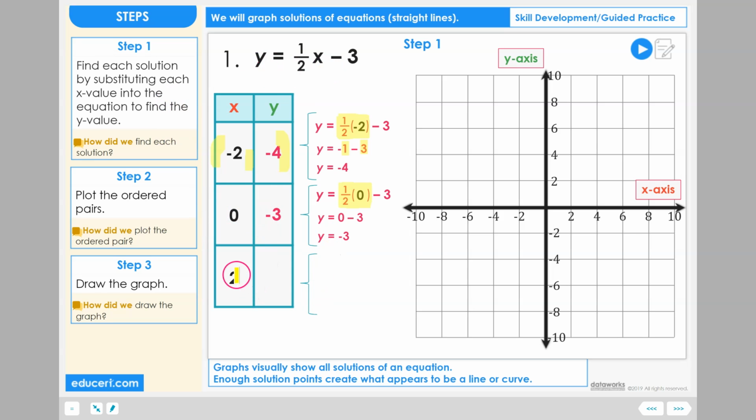Last, we're going to find the y value for when x equals +2. So +2 times +1/2 is now a +1. Y equals 1 minus 3, so y equals -2. And we now have 3 ordered pairs that are all solutions to the equation y equals 1/2 times x minus 3. How did we find each solution?